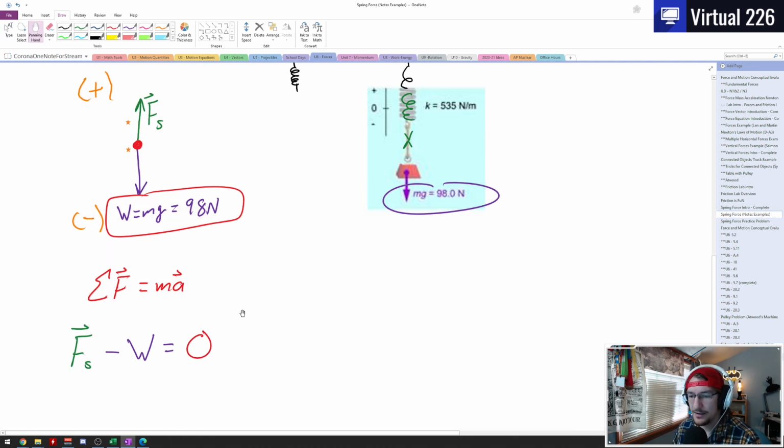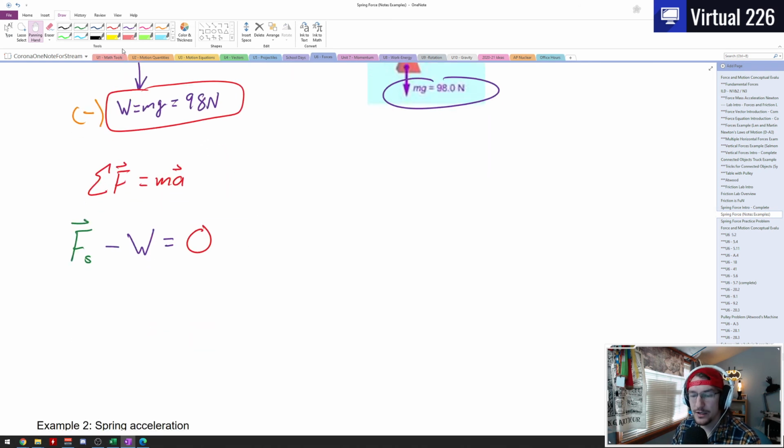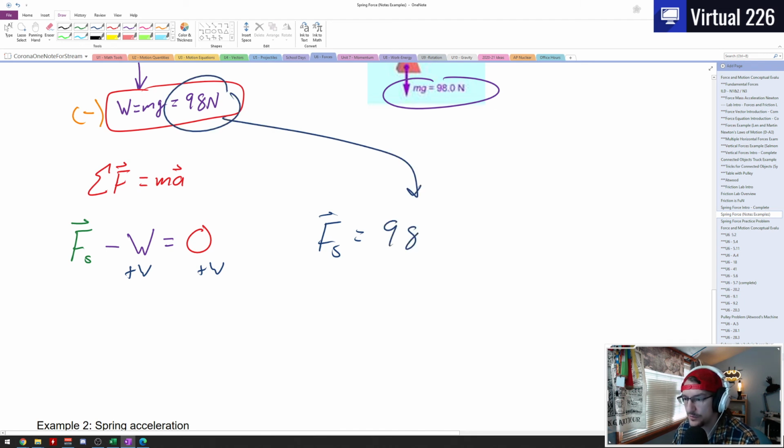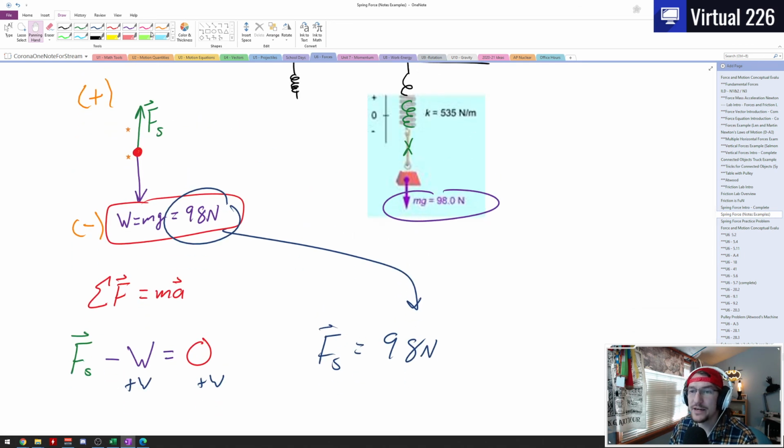If we want to go ahead and solve for the spring force here, we can add the weight to the other side. So now we just have the spring force equals the weight, which we know is 98 newtons. And this is why it didn't matter which one was negative, because when we add them over, we just get an answer here. In this problem, we're actually given the spring constant, and we want to see how much the displacement is. It's kind of blurry, but it's 535 newtons per meter.